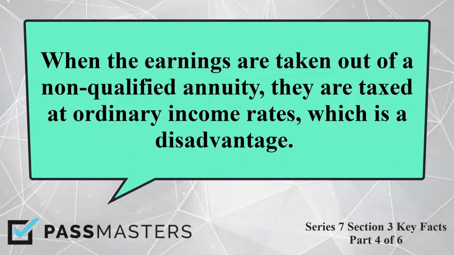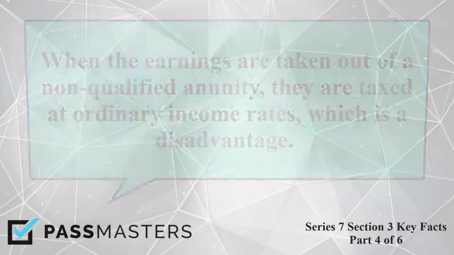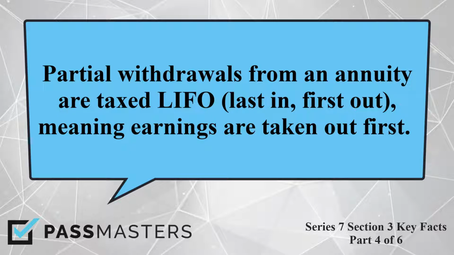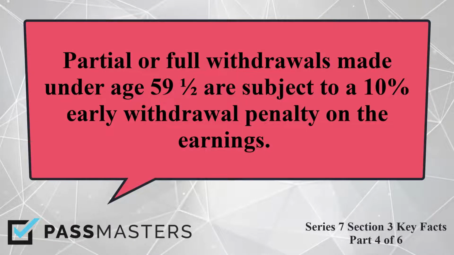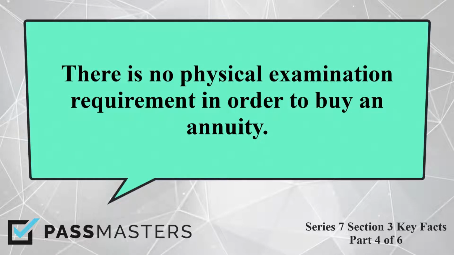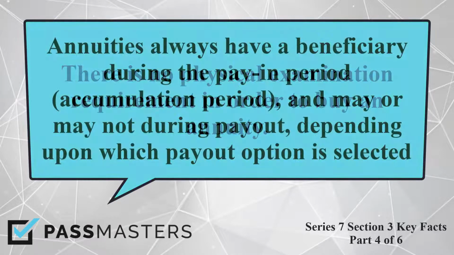When the earnings are taken out of a non-qualified annuity, they are taxed at ordinary income rates, which is a disadvantage. Partial withdrawals from an annuity are taxed LIFO, last in, first out, meaning earnings are taken out first. Partial or full withdrawals made under age 59 and a half are subject to a 10% early withdrawal penalty on the earnings. There is no physical examination requirement in order to buy an annuity.